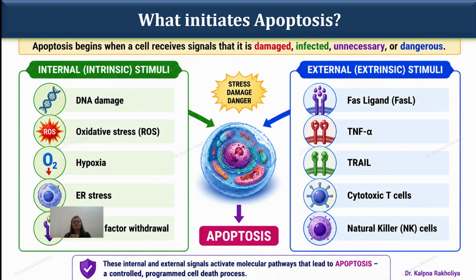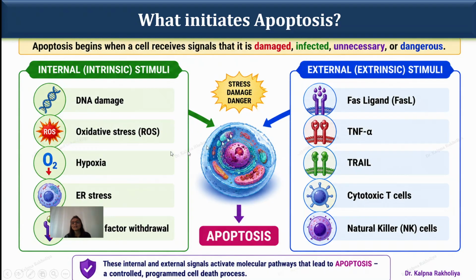If these signals come from inside the cell, we call them internal stimuli. If the signal comes from outside of the cell, we call it an external stimulus, right? There are several reasons that send these signals from inside the cell. For example, if DNA damage occurs in the cell, reactive oxygen species are generated in the cell, hypoxia, which means a lower oxygen level, endoplasmic reticulum stress occurs, and several growth factors go down or are withdrawn. At that time, internal stimuli are released from the cell.